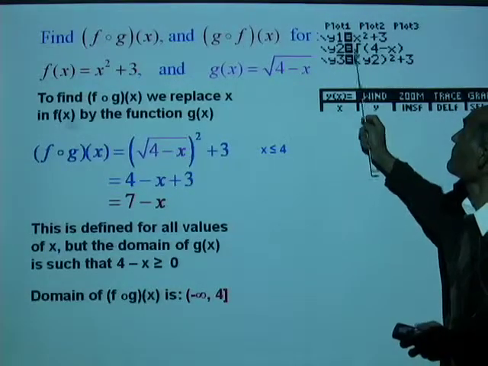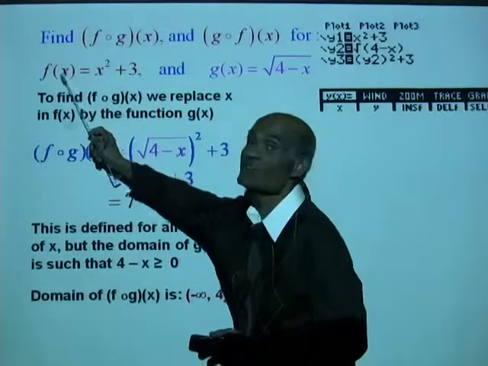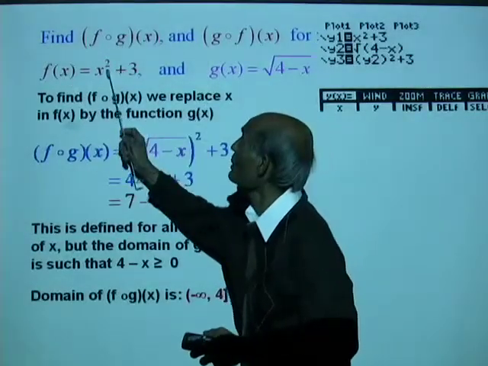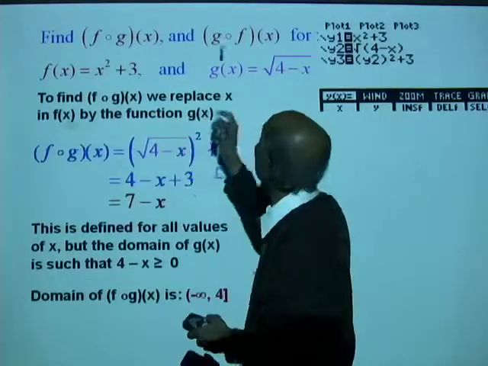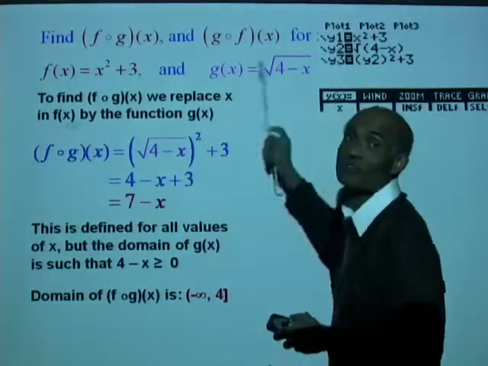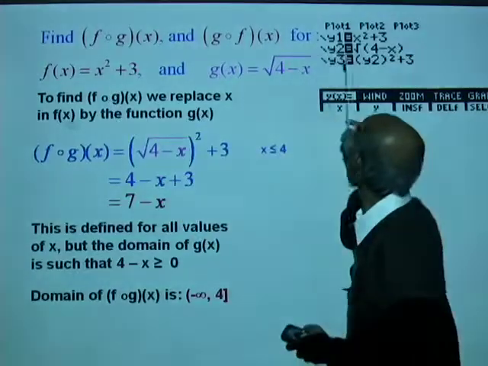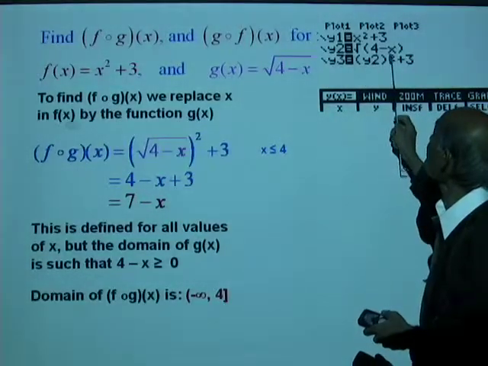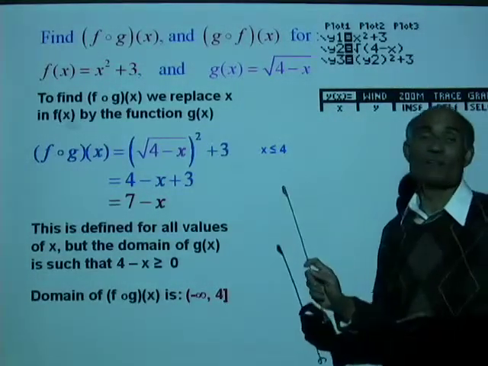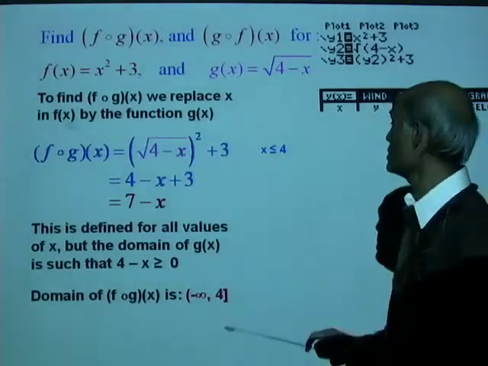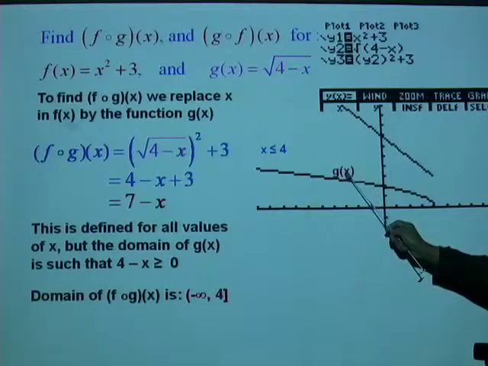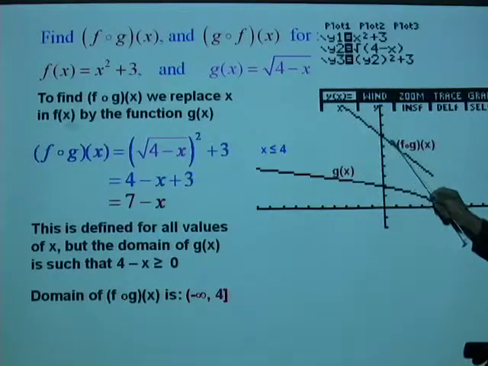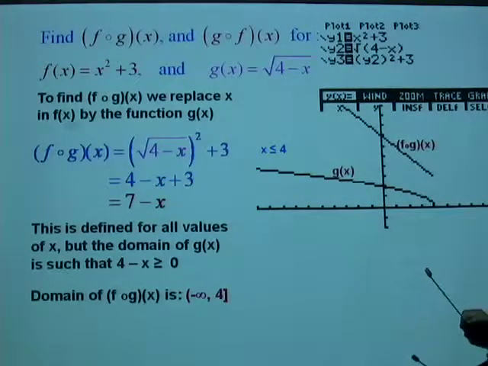y3 is, you can see, f of g of x. Now here, x is to be replaced by g of x. And now g of x is y2. So in place of x, we write y2. y2 squared plus 3. That will give you the f of g of x graph. Alright, that is g of x, and this is the graph of f of g of x.